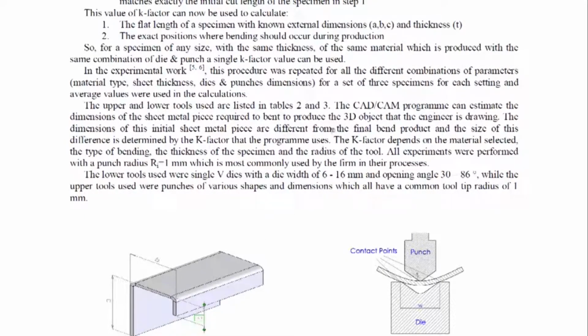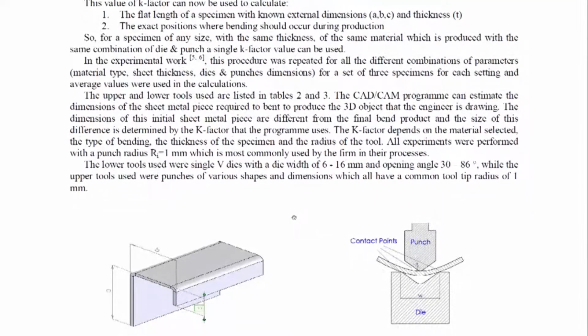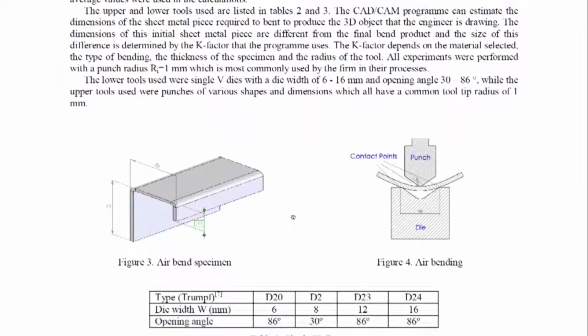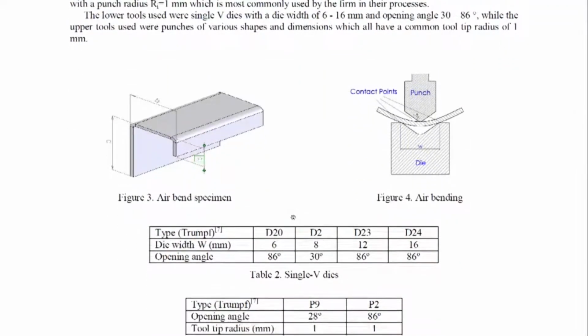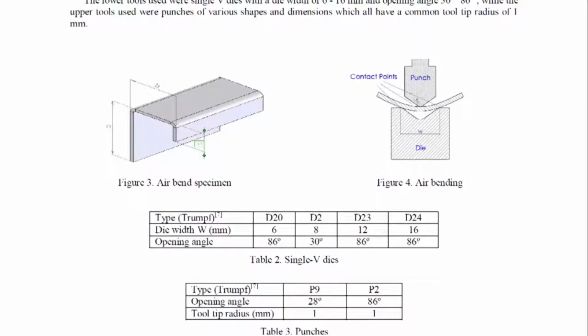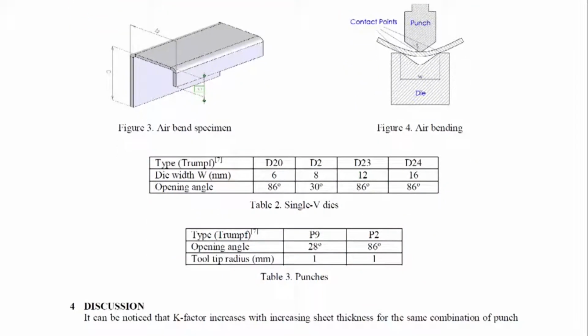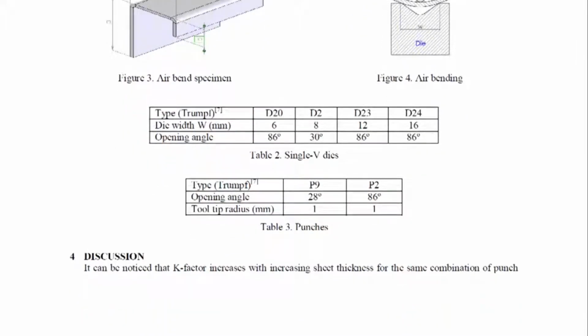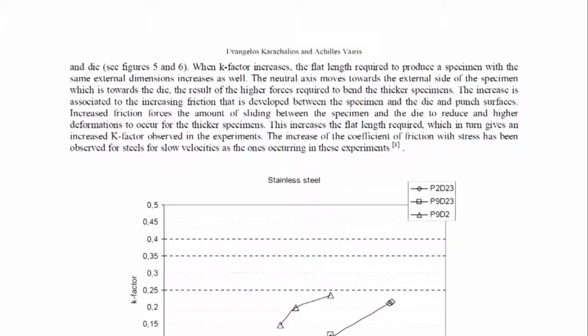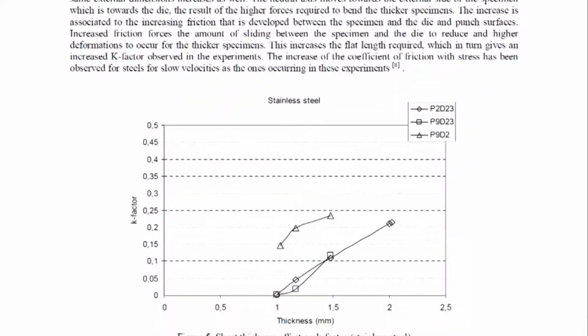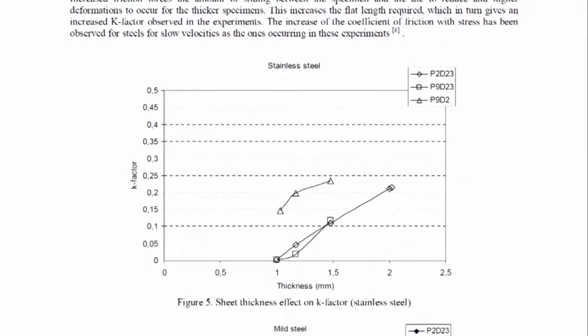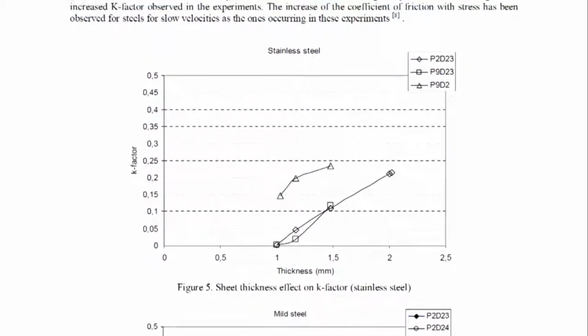Now, the issue being, CAD/CAM programs can estimate the dimension of the sheet metal piece required to bend and produce the 3D object that the engineer is drawing. Life has been made simpler with analytics already having gone into the various types of operations. So, we have here how the K factor gets accommodated and so on.